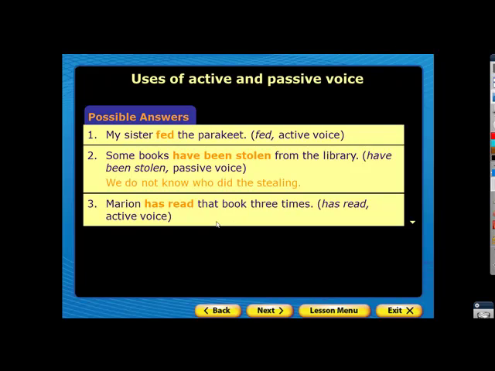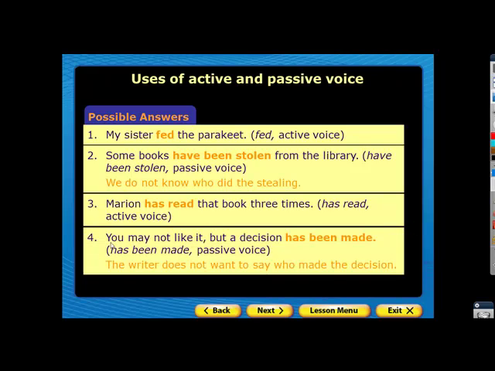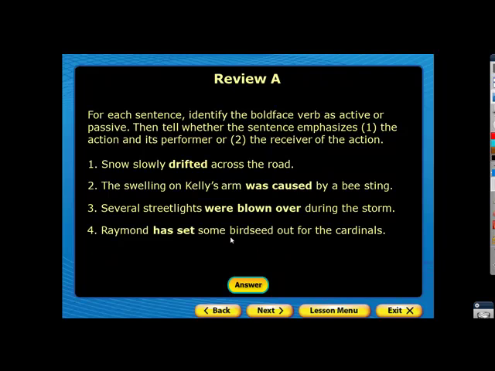Okay, this is active voice. You may not like it, but a decision has been made. Do I know the doer? No, but I'm focusing on the decision. This is the end of the lesson, but here let's do some further exercises. Now, for each sentence, identify the boldface verb as active or passive. Then tell whether the sentence emphasizes the action or its performer or the receiver of the action. Okay? Now, take 5 minutes. I'll pause the video, come back to check the answers.